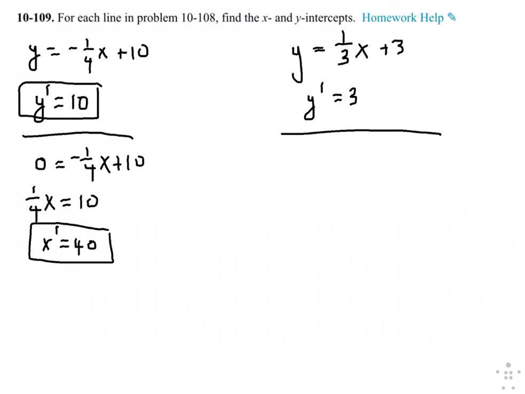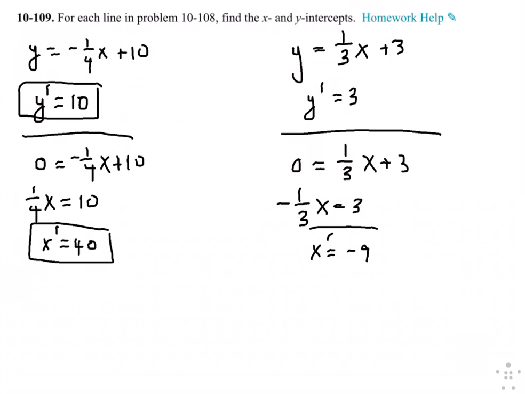For this one, we substitute a 0 in for y. So we get 0 equals 1/3 x plus 3. We subtract 1/3 x. And we multiply by negative 3. And we get x equals negative 9. So the x-intercept is negative 9. And the y-intercept we found here.